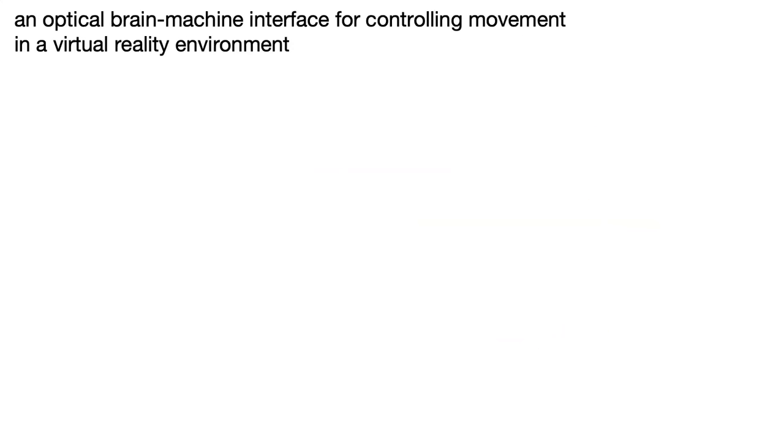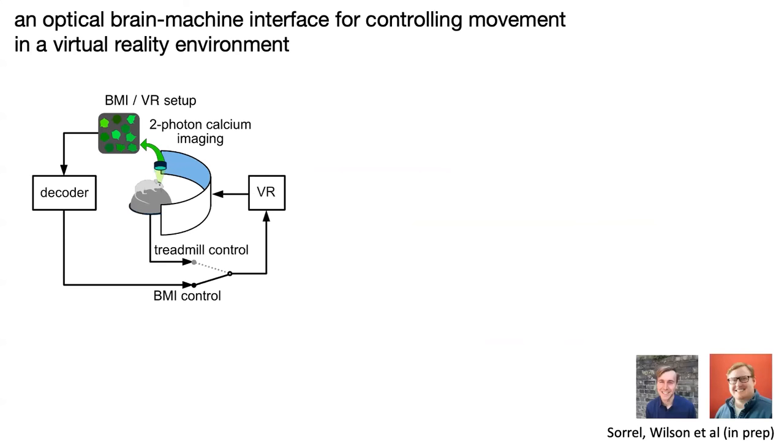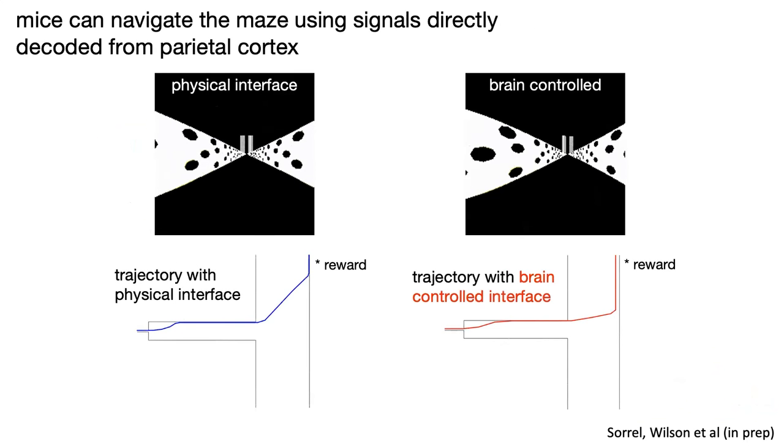Okay, so here's where we've got with this. This was work of my PhD student, Ethan Sorrell, working with a postdoc in Chris's lab, Dan Wilson. They set up the same thing, except this time they have a real-time decoder, and without the mouse knowing it, they can switch between physical control of the VR or brain machine interface control of the VR. And this is what it looks like.